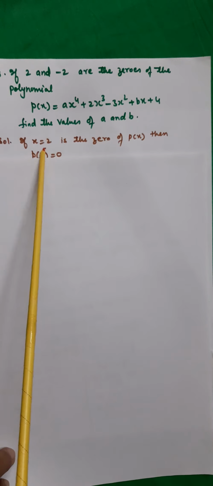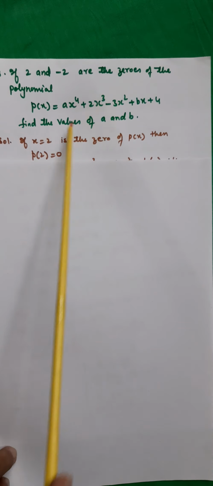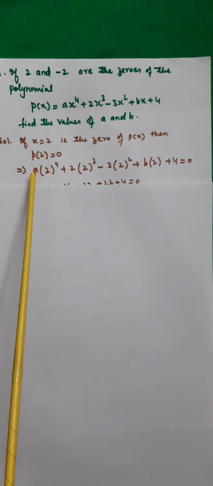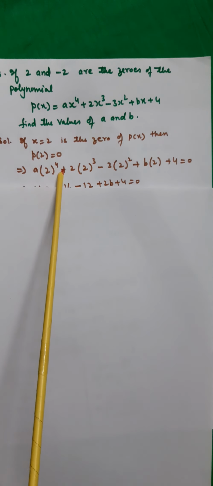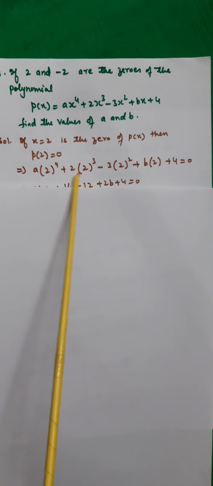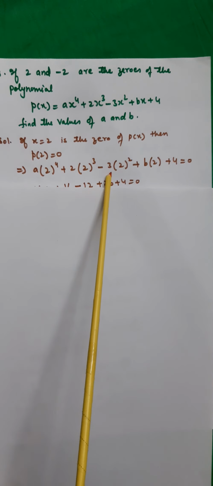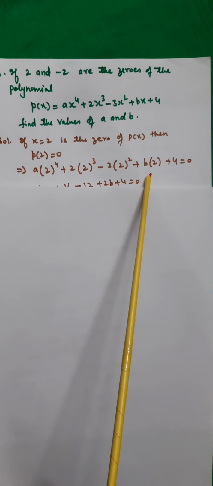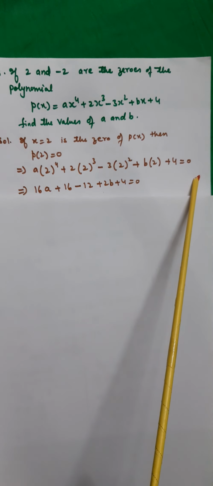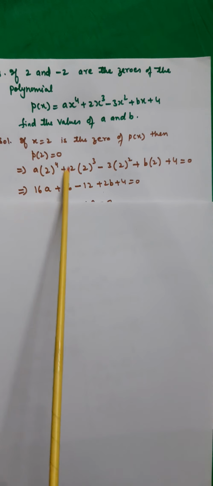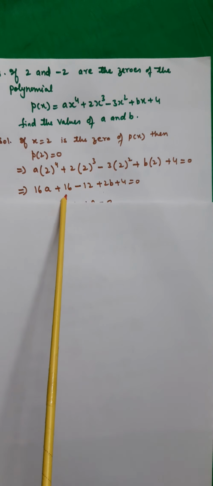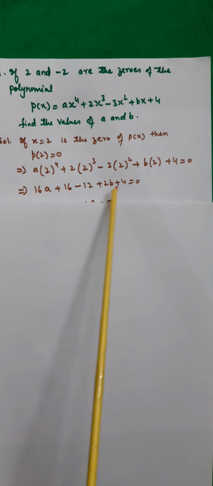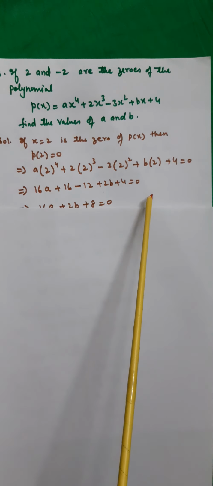If x is equal to 2 is the zero of this polynomial, then p of 2 should be equal to 0. This implies a times 2 raised to power 4 plus 2 times 2 raised to power 3 minus 3 times 2 raised to the power 2 plus b times 2 plus 4 should be equal to 0. This implies 16a plus 16 minus 12 plus 2b plus 4 is equal to 0.